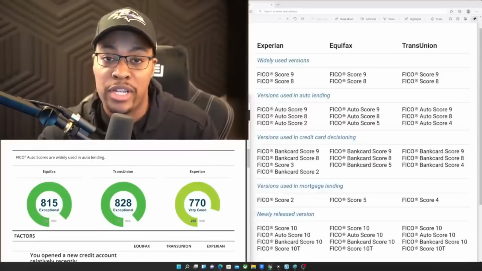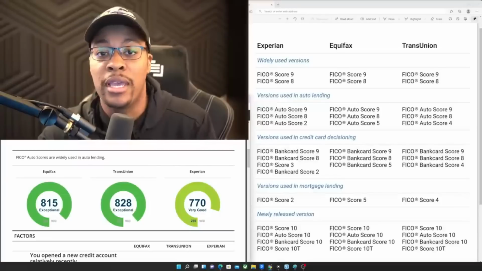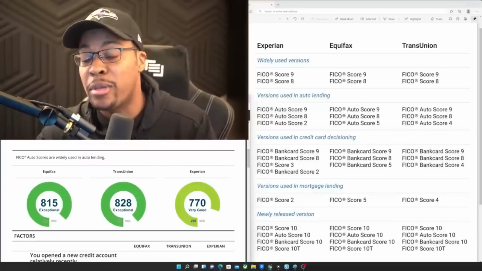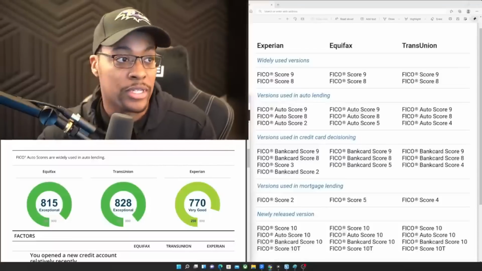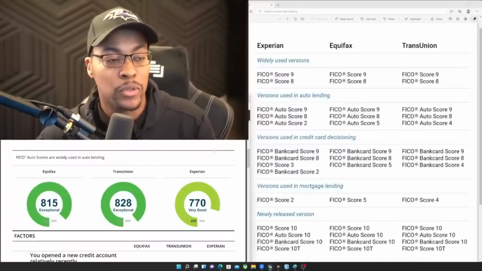FICO 4 is going to be TransUnion. FICO 5 is going to be Equifax. FICO 8 is going to be all 3. FICO 9 is going to be all 3. FICO 10 is going to be all three. So these are just some examples I just wanted to show you.